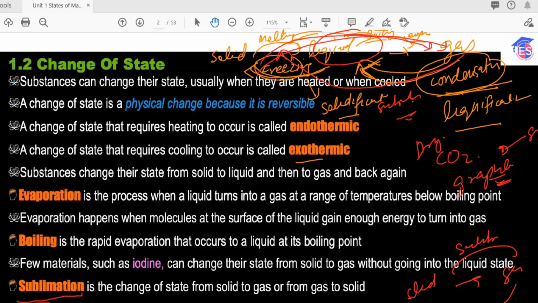Sometimes they use the word deposition also. Gas to solid, deposition. That's also right. But for you, both are sublimation. Also right. It's easy to remember.